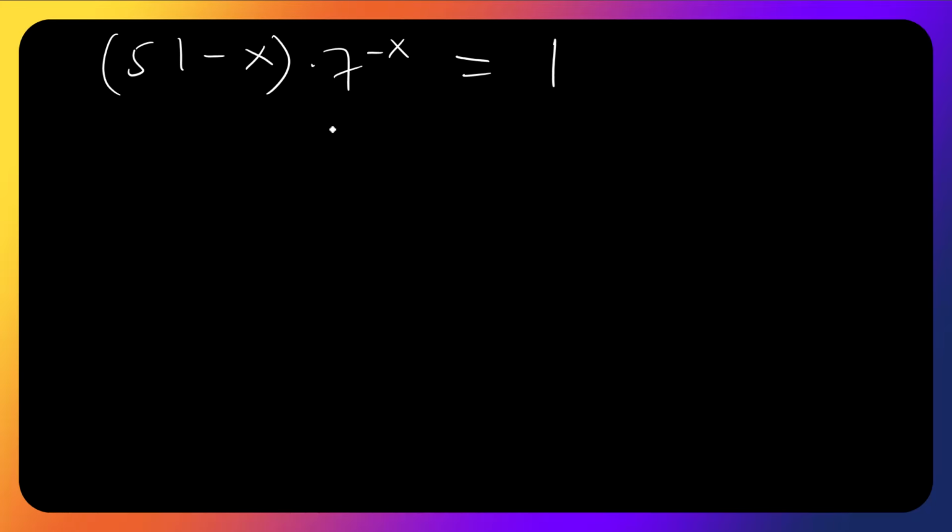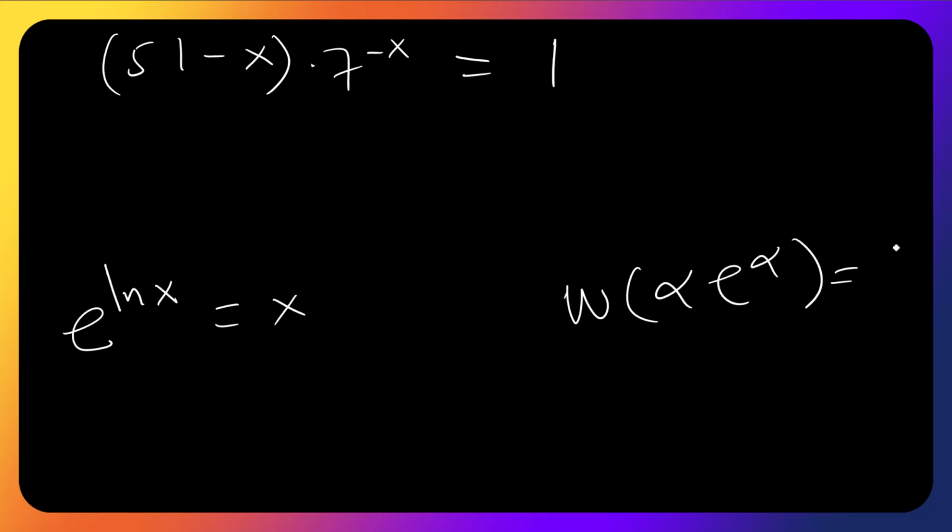Before we can solve for x, we have to apply the Lambert-W function, and there are some properties we need to understand here. When we have e raised to ln of anything, that is that thing. This one is very powerful. Now with the W function, when we have alpha times e raised to alpha, the answer will be alpha. So what is here must be equal to what is there. Now we are working towards something similar to this.